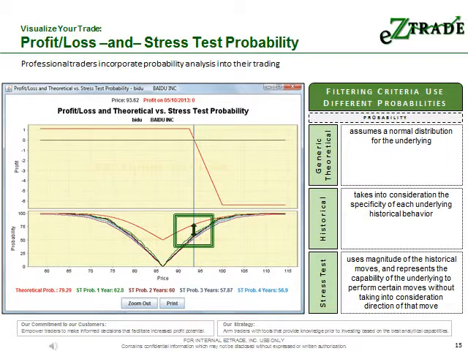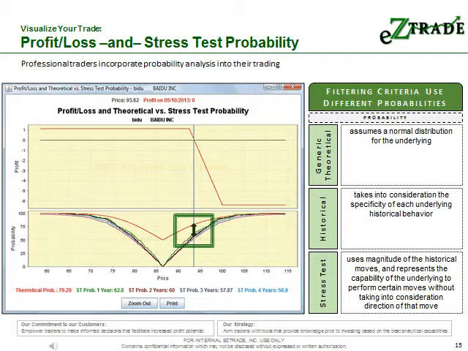Looking at the risk graph of the trade at expiration, we see in the lower half of the graph a comparison of the theoretical probability of the trade breaking even versus EasyTrade's proprietary stress test. So, even though the market was pricing in a 79% probability that you could break even on this trade, the stress test was showing only a 62% chance.